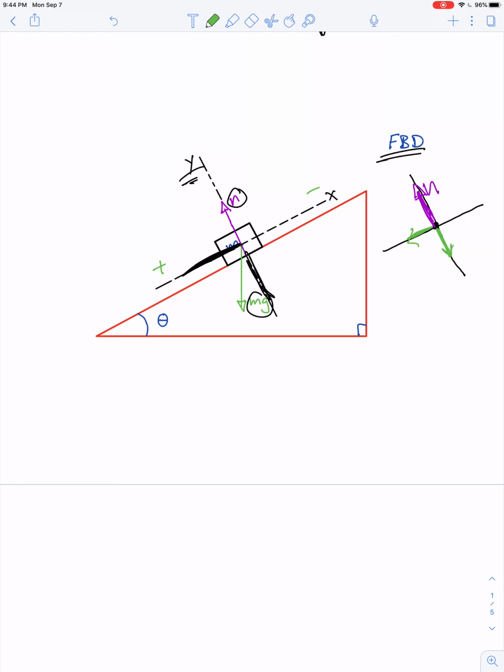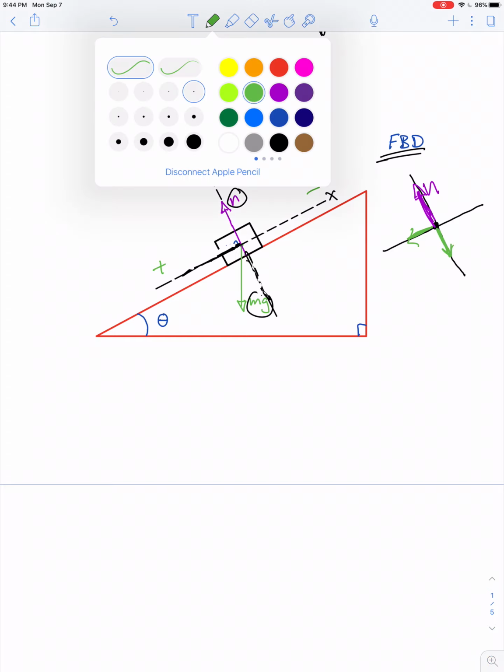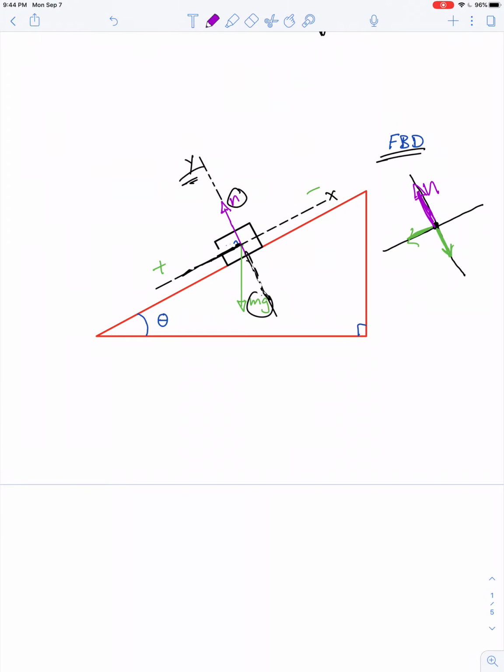Now let's see if we can figure out what to call these. I'm going to go back and clean this up a little bit. Okay, so how about this? This is a typical way to do it. We make a line that runs through the tip of the vector that we're trying to break into components and runs parallel to each axis.